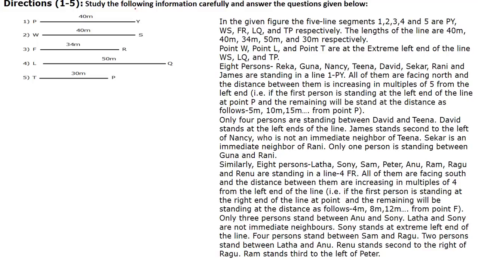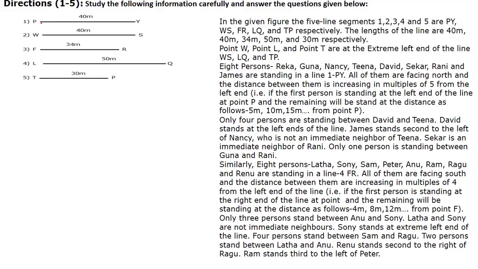So the directions are given. Study the following information carefully and answer the given questions. Okay. So here a figure is given, and some information is provided to us. All right. So what we have to do here is firstly we need to see what this figure is all about. Okay. So there are 5 lines given. So 1, 2, 3, 4 and 5.